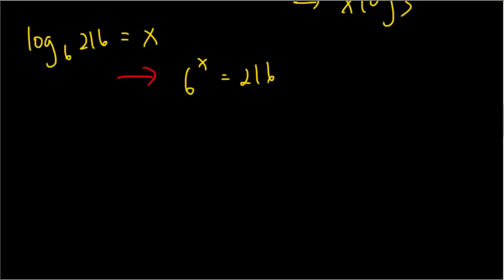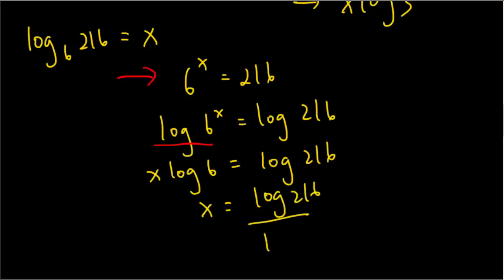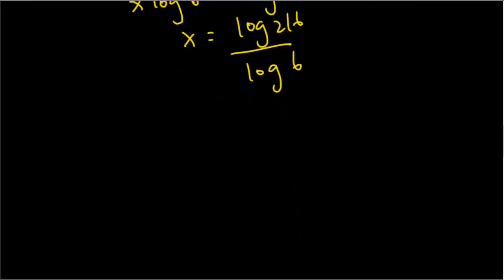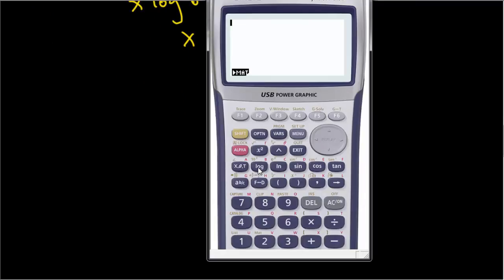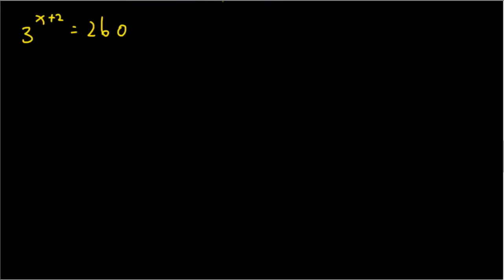Okay, so if we log both sides, log of 6 to the x equals log of 216. I can simplify this into x log of 6 equals log of 216. Therefore x will be equal to log of 216 over log of 6. If I bring up my calculator, log of 216 divided by log of 6 will give me 3. Okay, so the answer is 3. Pretty simple.